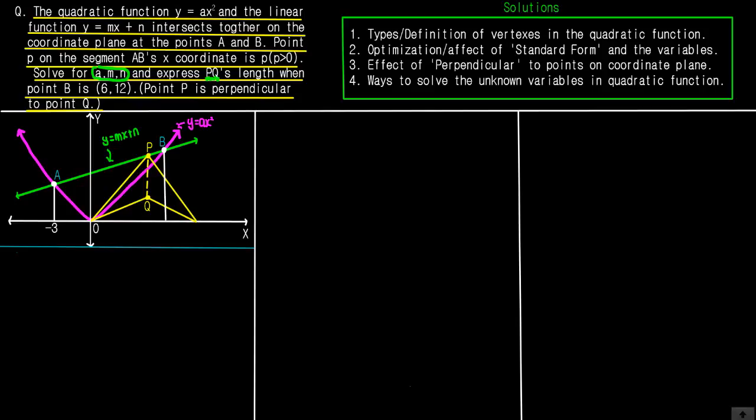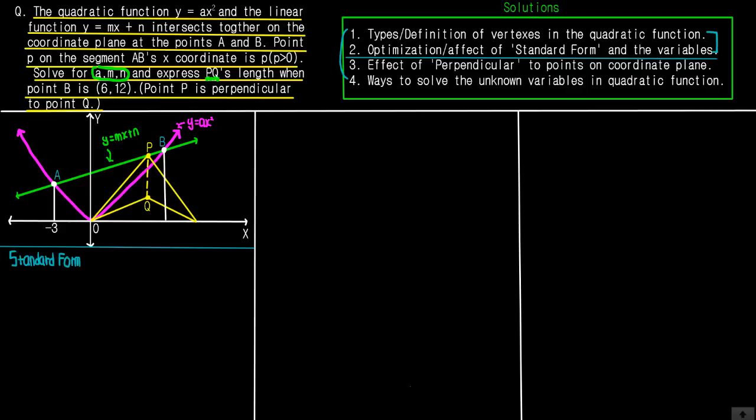So in order to solve or approach this question, we basically have four things that we need to know. So let's get through them before we approach this question. The first thing that we're going to talk about is types and definition of vertices in the quadratic function, but we can think about it through our second one, which is optimization and effect of standard form and variables, because both of them are related.